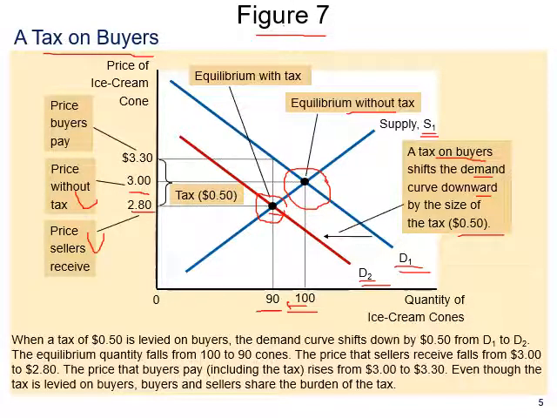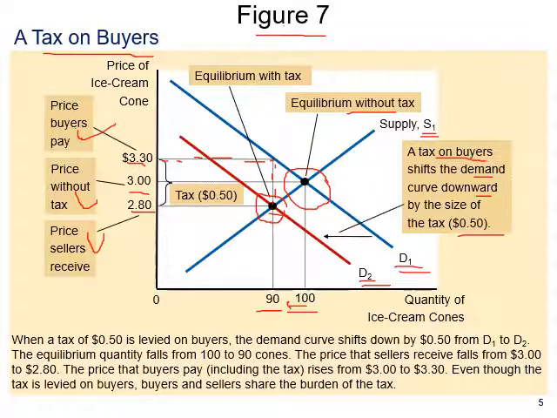So how do you recognize the price paid by the buyer? You go from the equilibrium of the market with taxes. We go up on the graph all the way up to the demand curve to find the price paid by the buyer. The price paid by the buyer is $3.30. This is the price paid by the buyer.